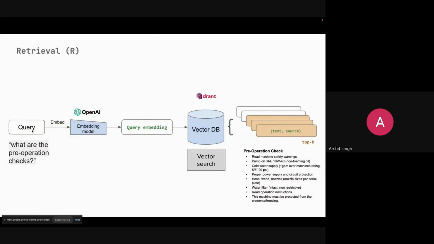So we ask a question, what are the pre-operation checks, which is the query. We convert it into a vector, and then we search it across the database, do a vector search. So when we do a vector search for this particular question, we are getting basically the relevant answers from the document itself. So you do a top K on the chunks. So this is one chunk that was returned for this particular query. So this is the retrieval part of it.